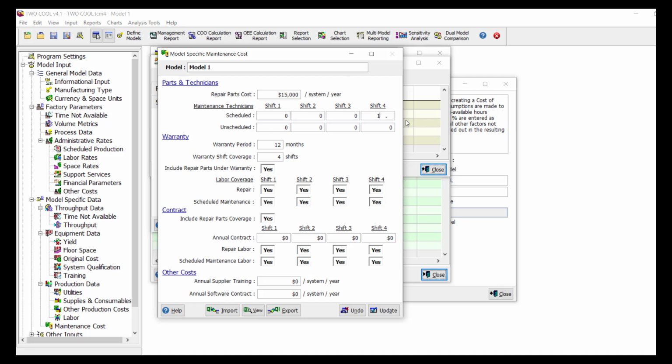Now we'll add headcount for both scheduled and unscheduled maintenance, making sure to be consistent with other inputs. The warranty will be 12 months and 1 shift of unscheduled maintenance, including repair parts. Lastly, we will use 1 shift of contract coverage after the warranty period.